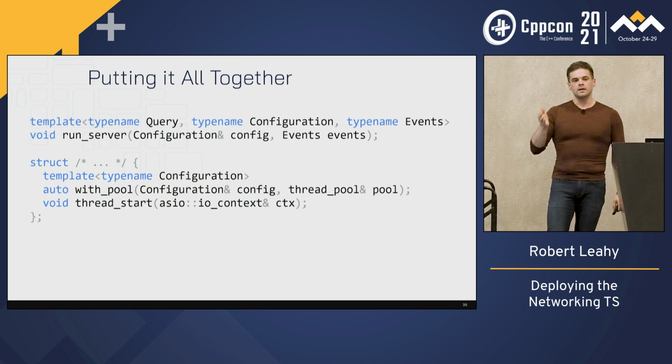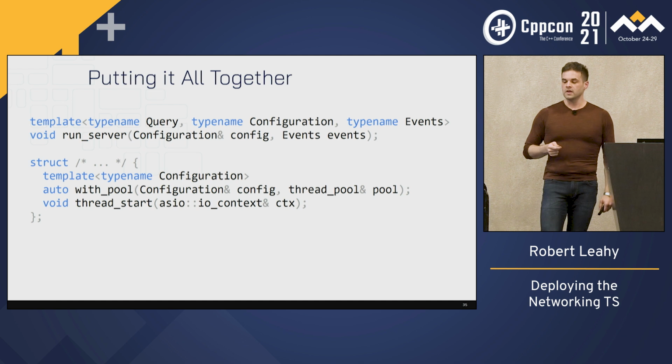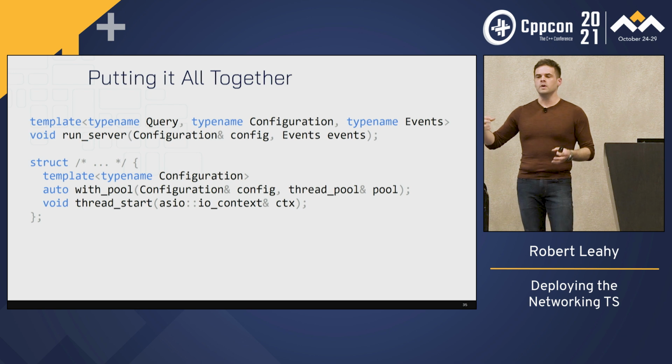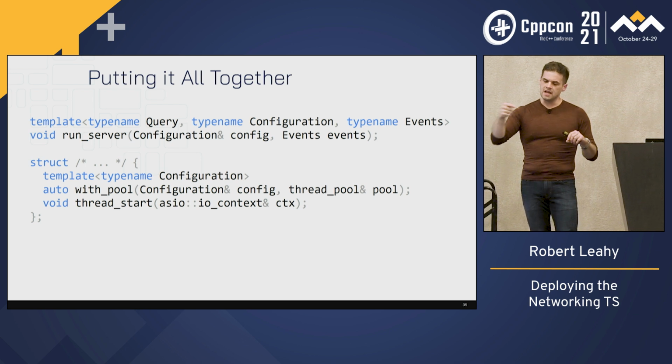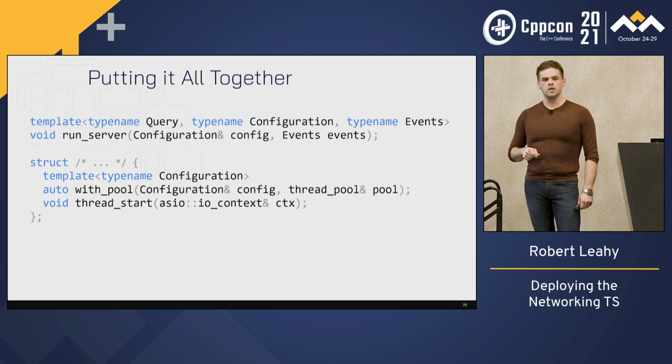Let's write run server, which takes in the configuration and takes in an events object. An events object which has two customization points. With pool, which takes in the configuration and the pool, and which allows us to glue in external components. It allows us to synthesize some state and then return it through that auto return value, and the caller is obligated to keep that alive for the lifetime of the application. This way we can spin up some state using the pool, and we can rest easy knowing that it will persist for the lifetime of the server.